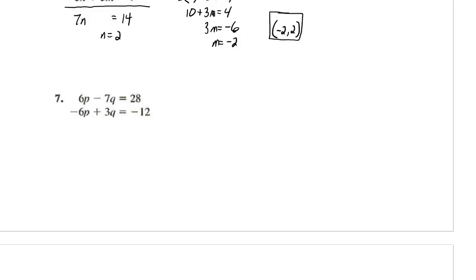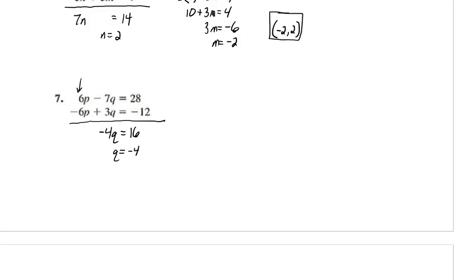Number 7. The p terms are opposites, so add together. Negative 7q plus 3q is negative 4q. 28 plus the negative 12 is 16. So q is negative 4.